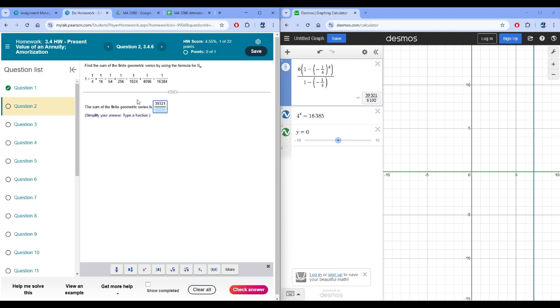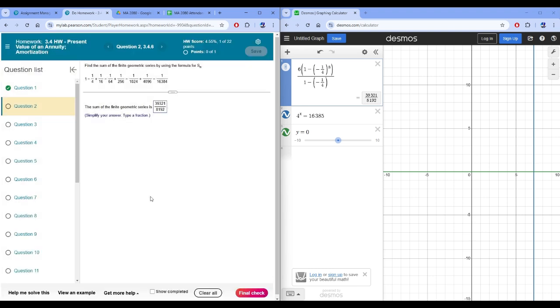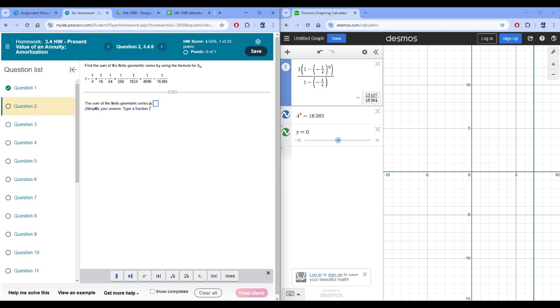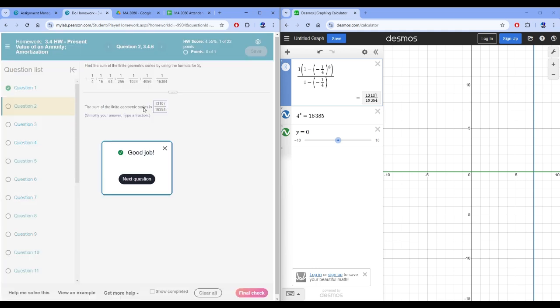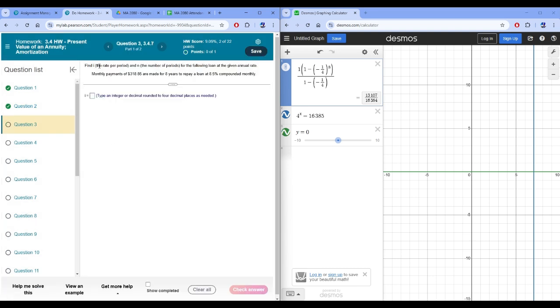39321 divided by 8192. No. 39321. The ratio here is 1. It started with a 1. Oh my goodness. 13107 divided by 16384. I didn't realize the number changed on me. Okay. All right, find the interest.